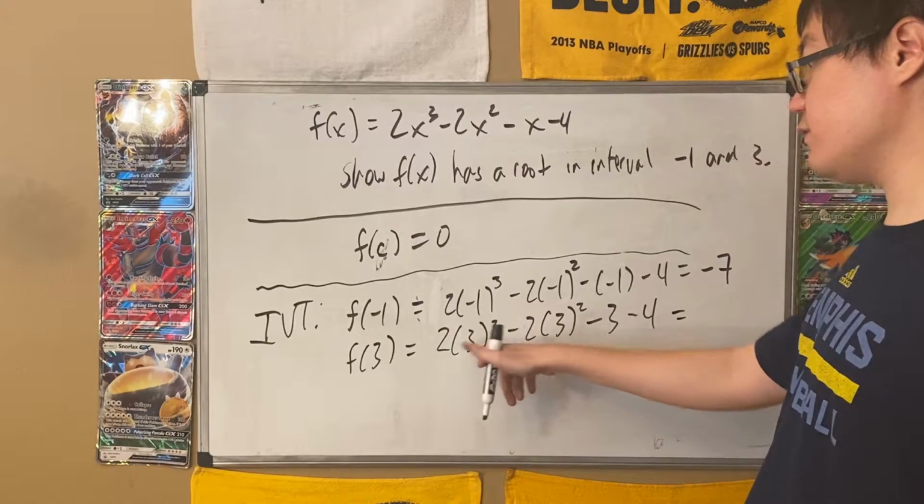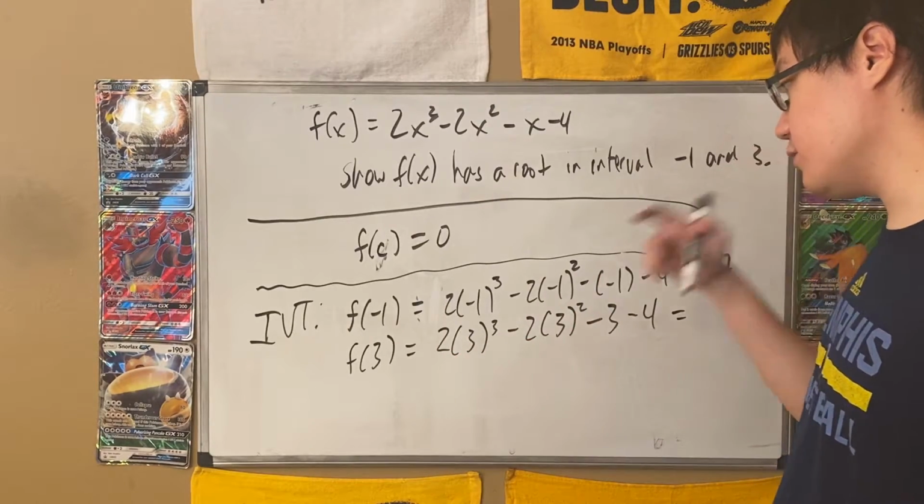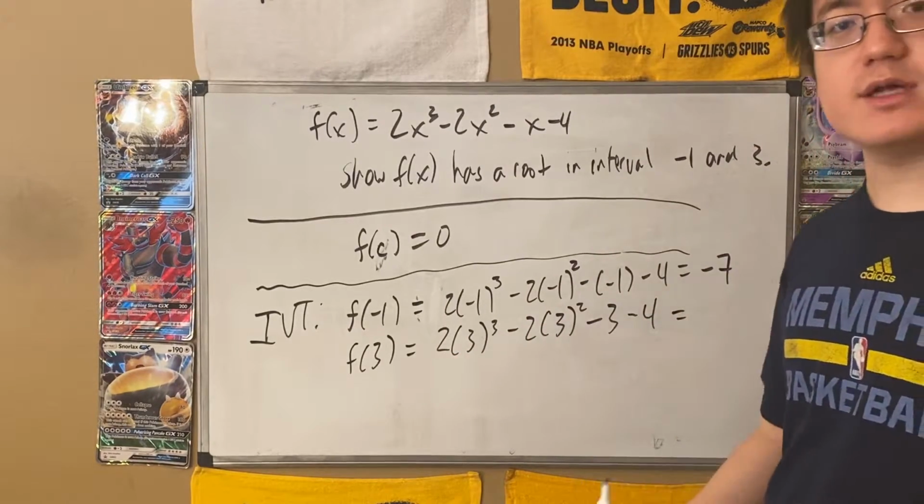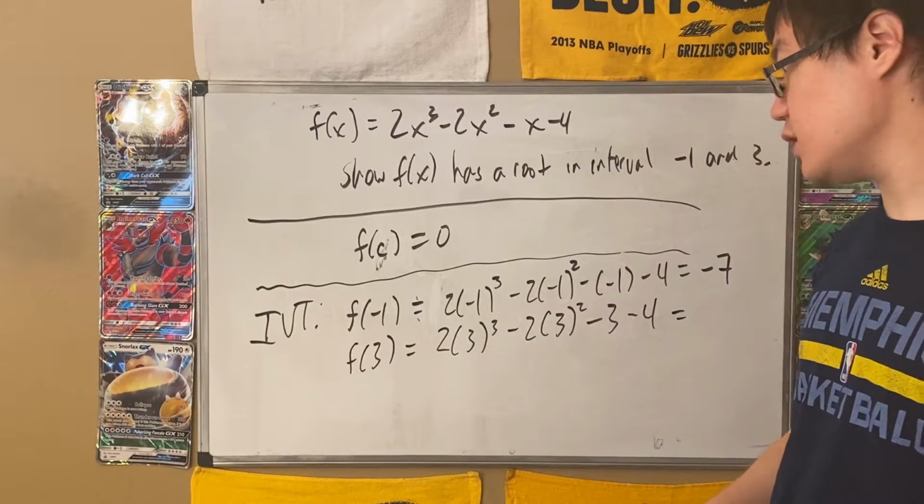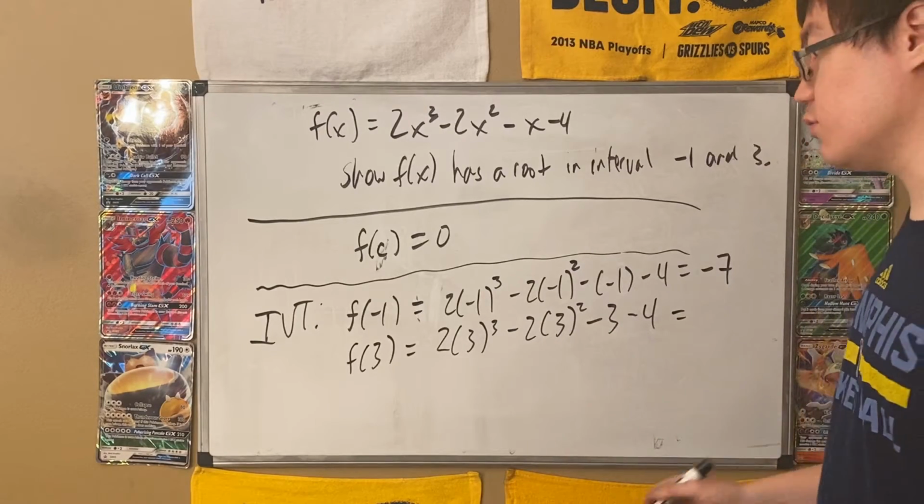So when we plug this in, this is going to be kind of big, but we can do this work on the side. 27 times 2 is 54. 54 minus 9 times 2, that's 18. 54 minus 18, I believe, is 36, probably. 36 minus 7 is 29.